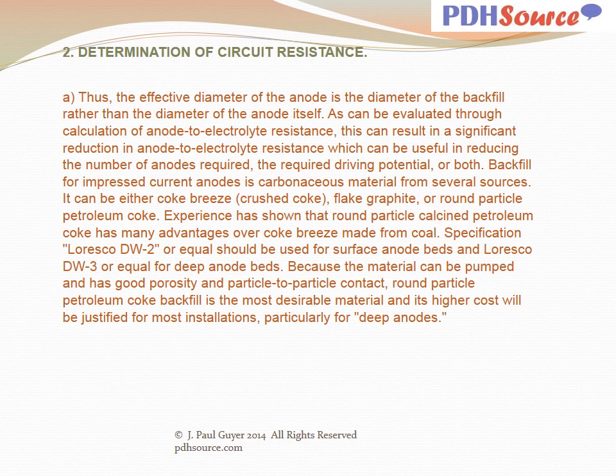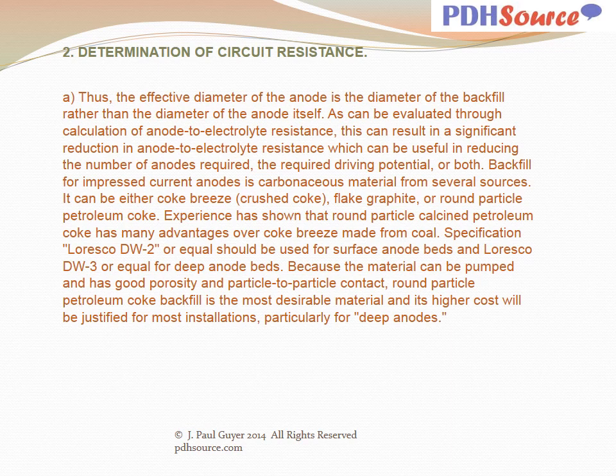Thus, the effective diameter of the anode is the diameter of the backfill rather than the diameter of the anode itself. As can be evaluated through calculation of anode to electrolyte resistance, this can result in a significant reduction in anode to electrolyte resistance, which can be useful in reducing the number of anodes required, the required driving potential, or both. Backfill for impressed current anodes is carbonaceous material from several sources. It can be either coke breeze, crushed coke, flake graphite, or round particle petroleum coke. Experience has shown that round particle calcined petroleum coke has many advantages over coke breeze made from coal.